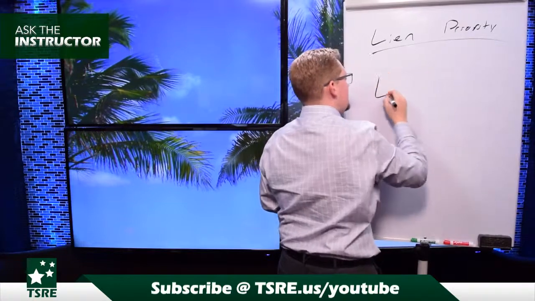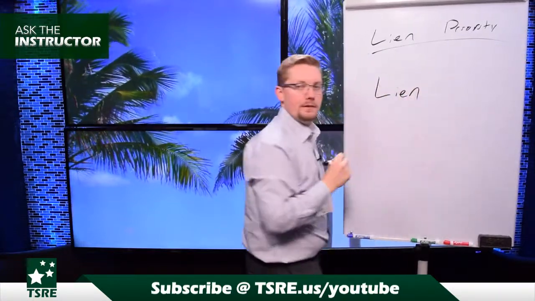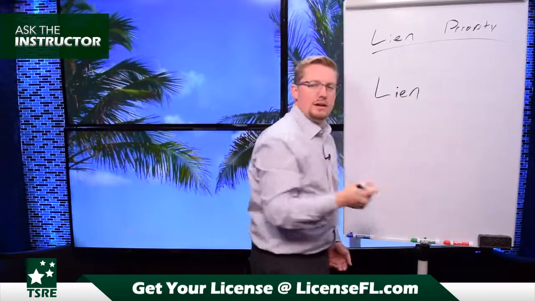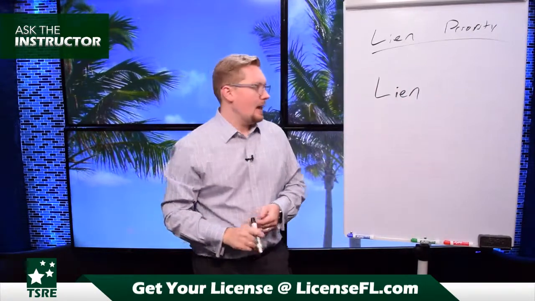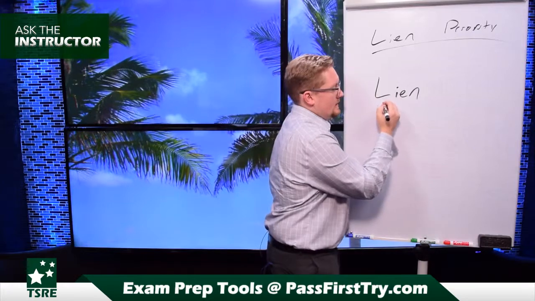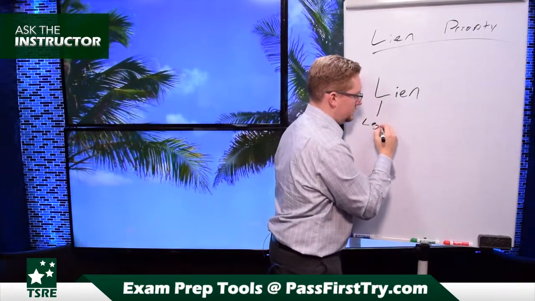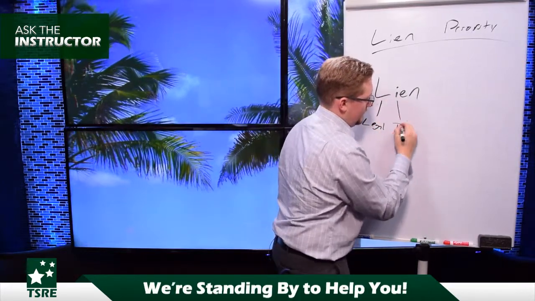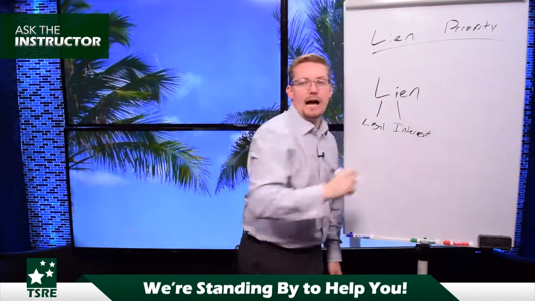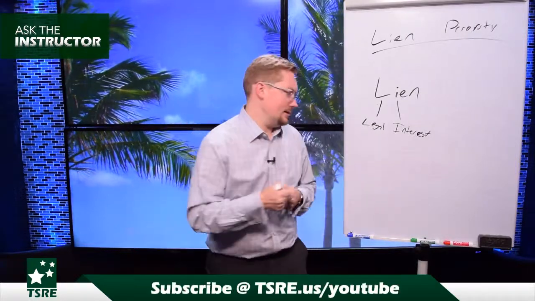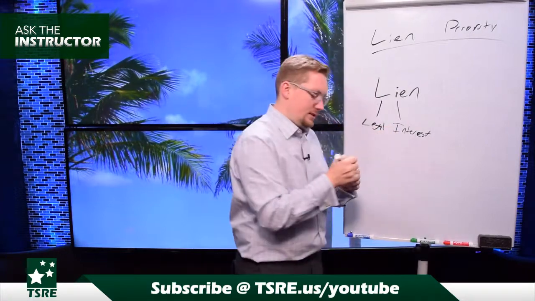Now, with this word lien, what's essentially going on? First, let's talk about what a lien is. What I like to remember is a legal interest. L for legal, I for interest, the first two letters in lien. A legal interest that basically gets recorded in the public records, that somebody has a legal interest in your property.